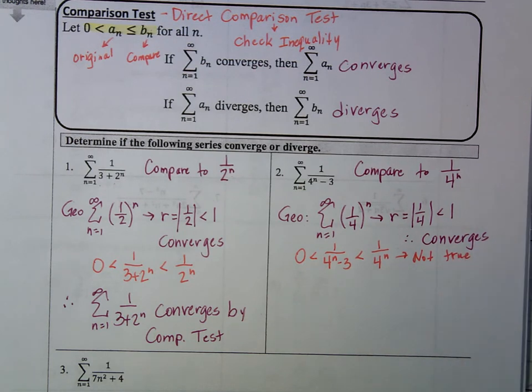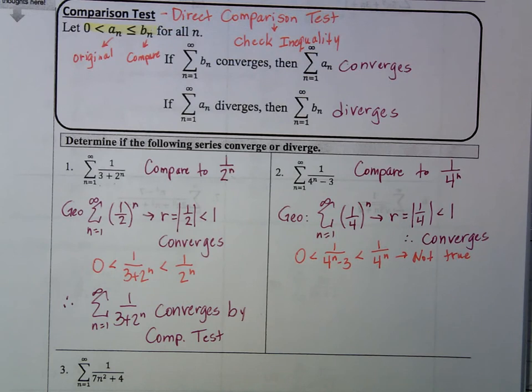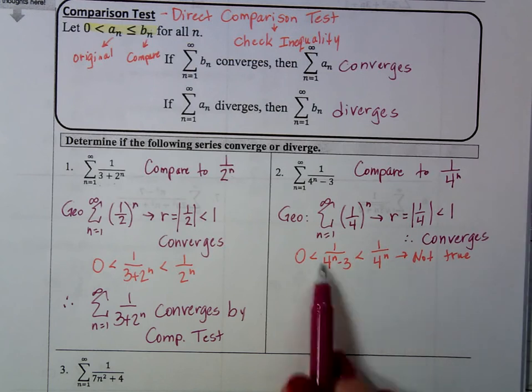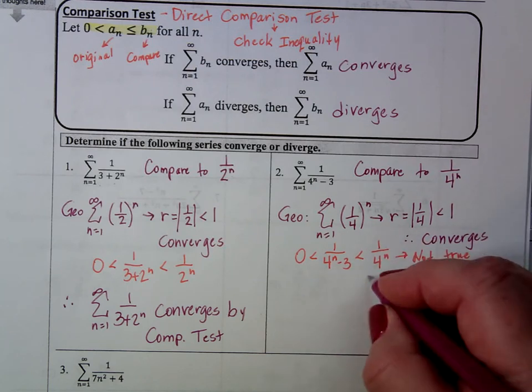Well, that means that I can't make a conclusion right now based off of this because it doesn't work correctly in my situation here. So let's try something else. If I think of 1/4 to the nth power, and I want to use the comparison test, this didn't give me what I wanted because this inequality is not true. So I'm going to make a new comparison. I'm going to try again.